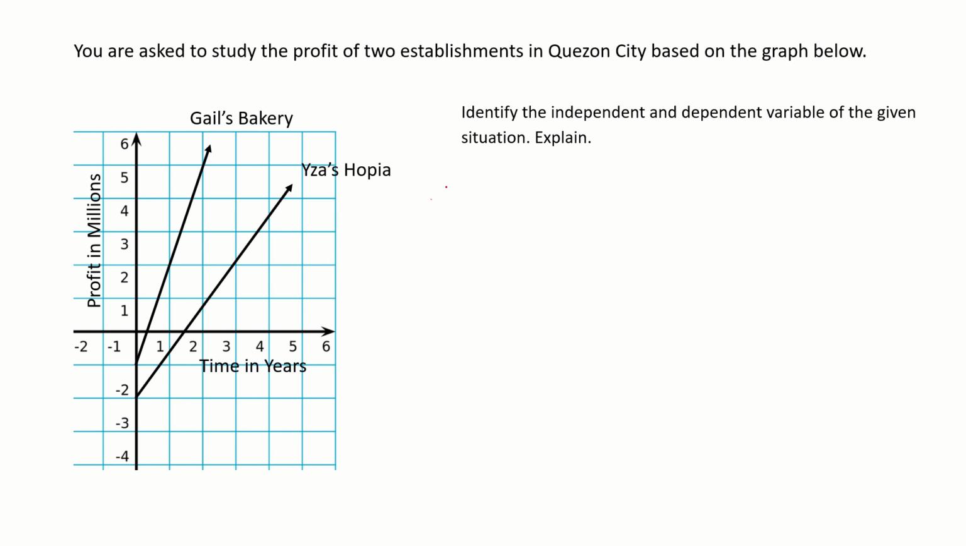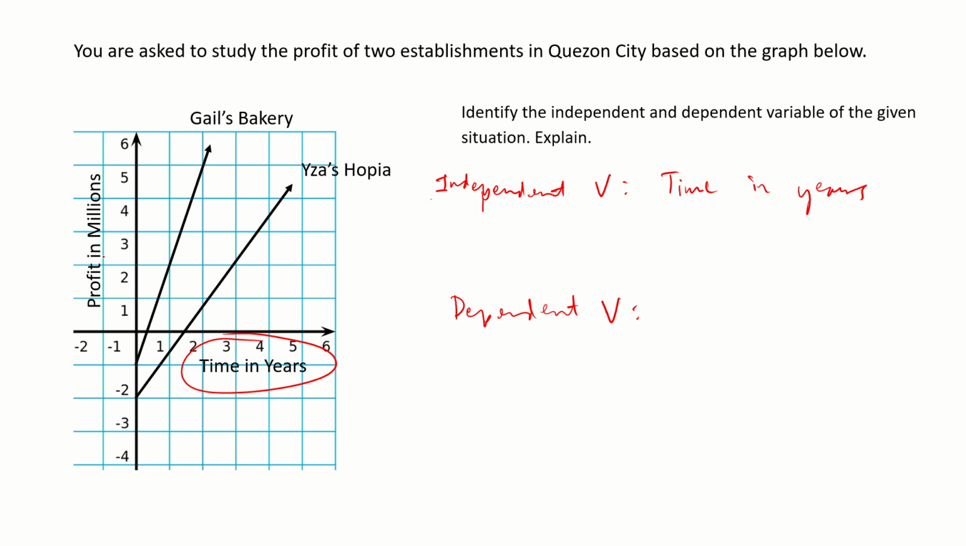So in here, our independent variable is the time in years. And then our dependent variable is the profit in millions.